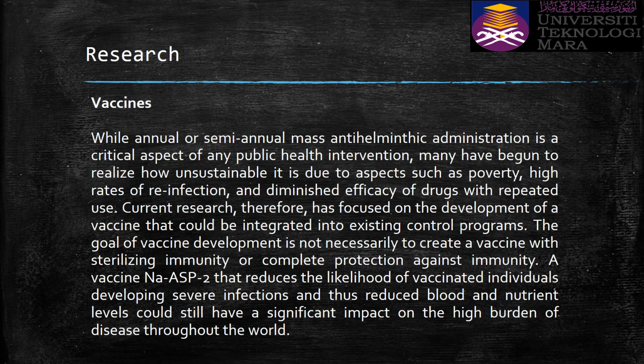The goal of vaccine development is not necessarily to create a vaccine with sterilizing immunity or complete protection against infection. A vaccine that reduces the likelihood of vaccinated individuals developing severe infections, and thus reduced blood and nutrient levels, could still have a significant impact on the high burden of disease throughout the world. Current research focuses on targeting two stages in the development of the worm, the larval stage and the adult stage.